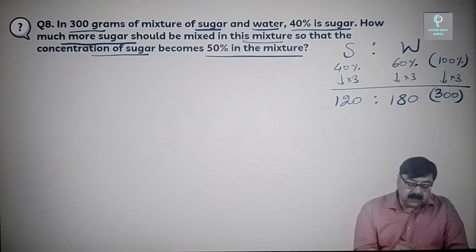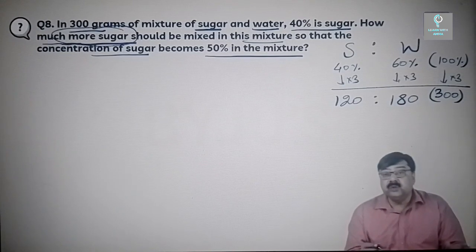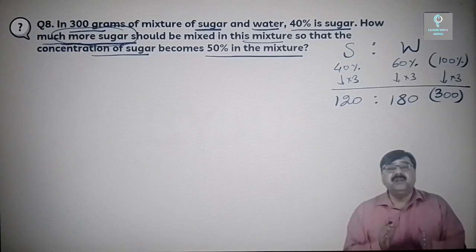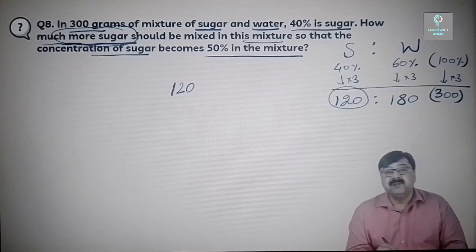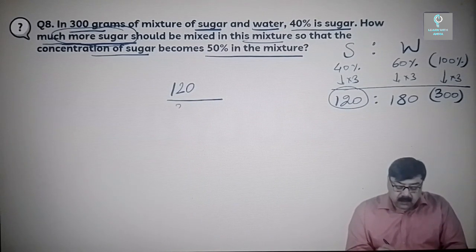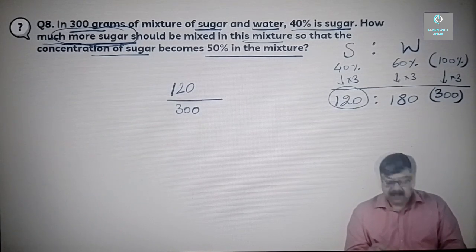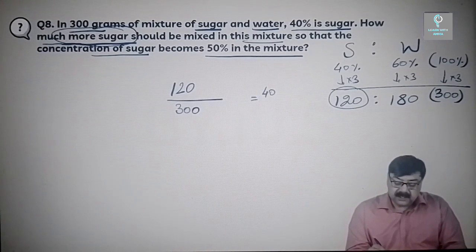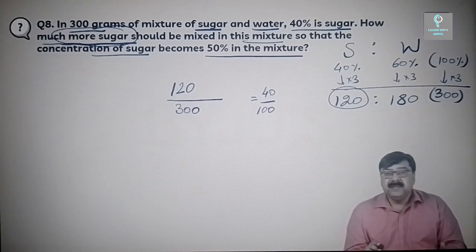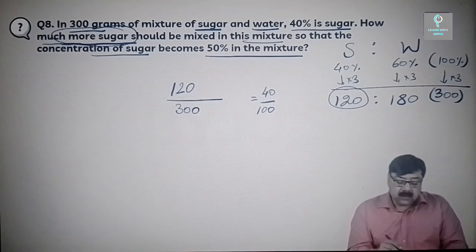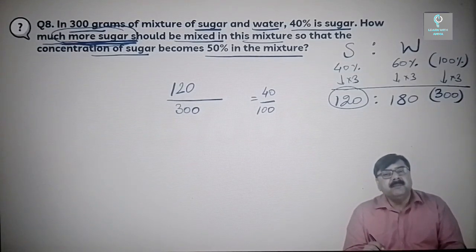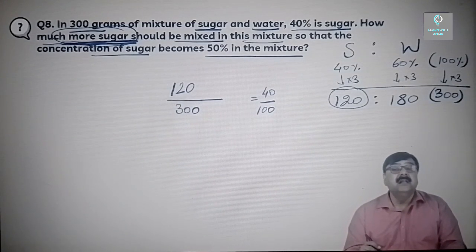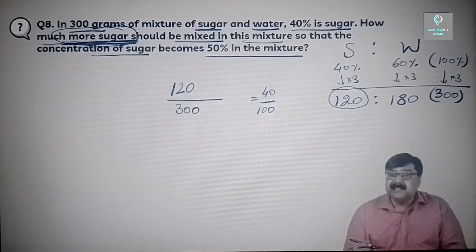Now, what is the initial situation? We need to find out how much more quantity of sugar should be mixed. So let us take the initial quantity of sugar in the mixture, which is 120 grams out of a total of 300 grams. Now this we know is 40% of the mixture. 120 out of 300 is 40%. 4 3s are 12. Now, how much more sugar should be mixed? We don't know. We have to find that. So let us assume that as x grams.